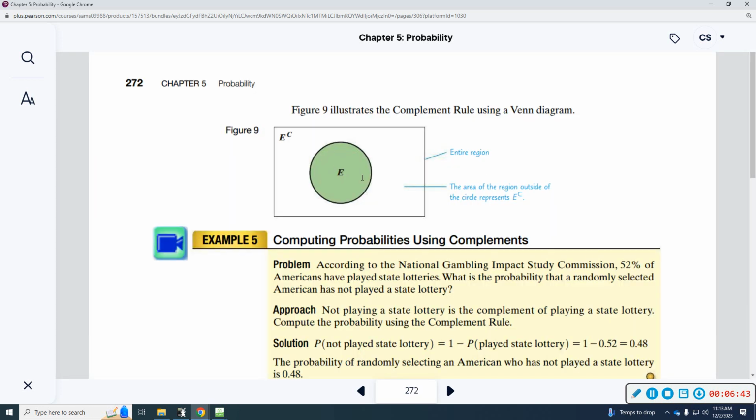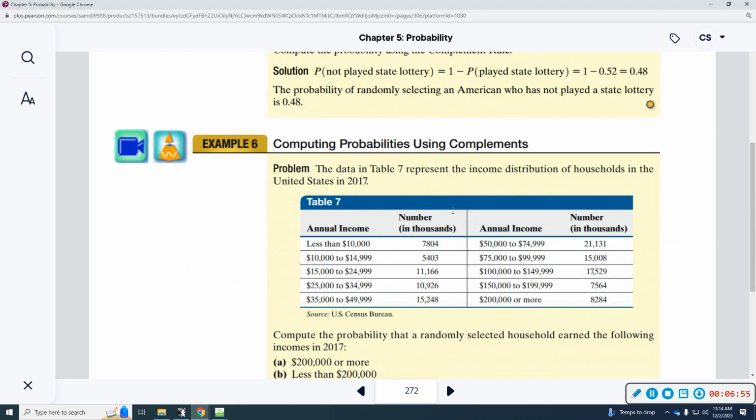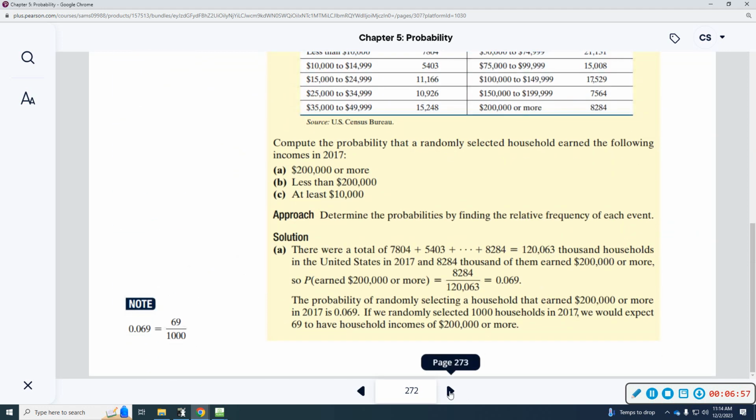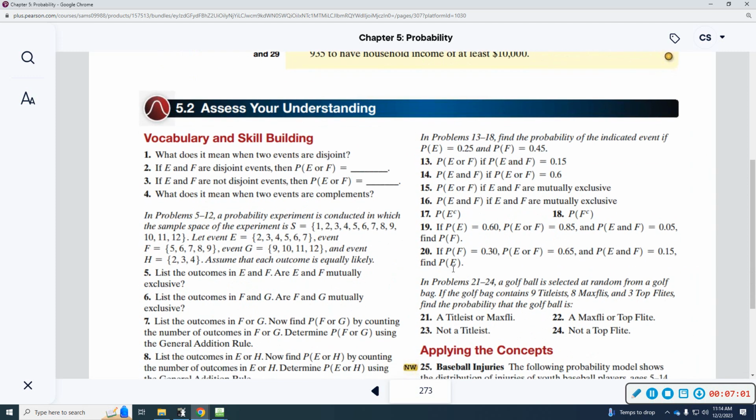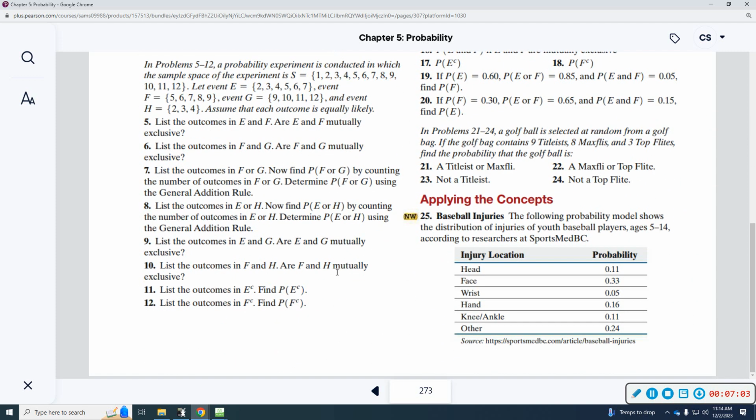And so here's an example. You've got a big box. The box is your sample space. E would be the event. E complement would be the space inside the box, but not E itself. And that's what they're kind of showing you here. And then you've got some problems and some examples that go over finding complement. Okay, so with that, we're going to go ahead and jump into my math lab and start doing some practice problems.